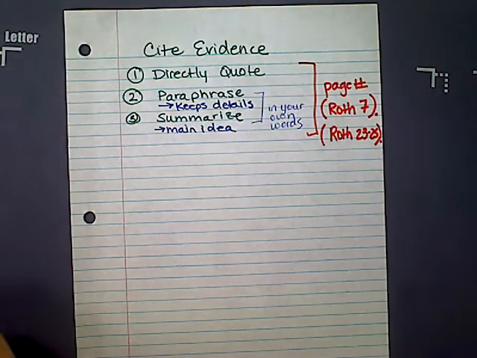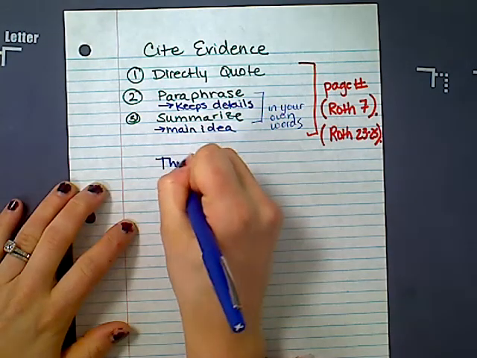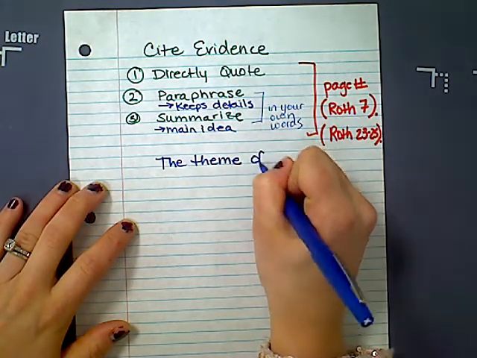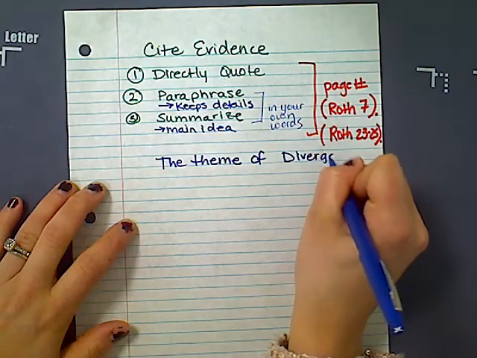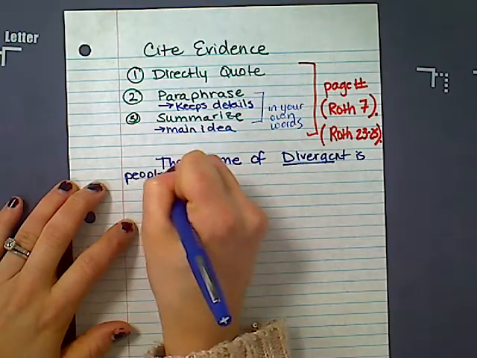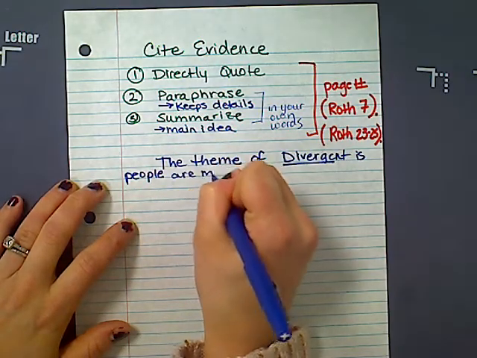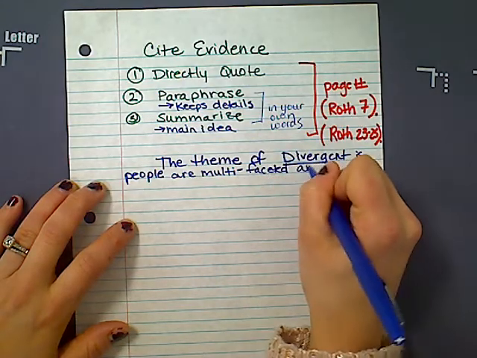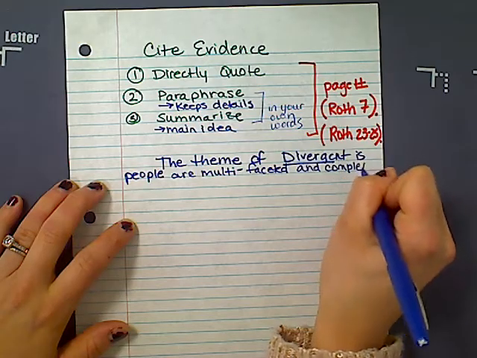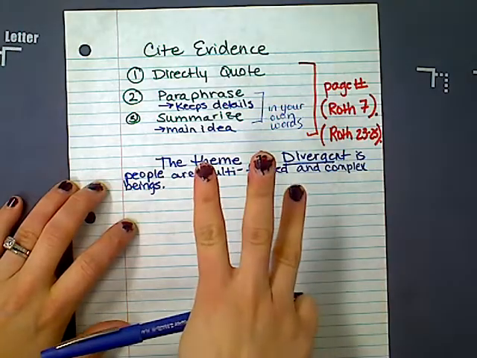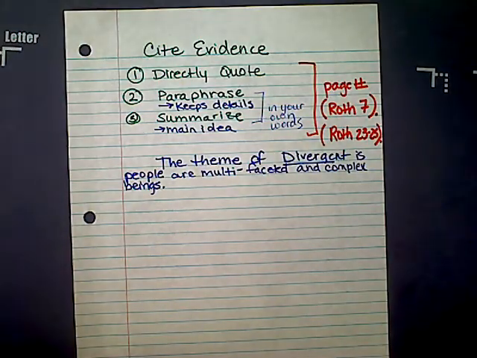So, of course, when citing evidence, the first thing you need to do is figure out what you're proving. And that should come from your thesis. So I'm going to imagine that I'm pulling the first point of a thesis, which is going to be the theme of Divergent is people are multifaceted and complex beings. So this is the topic sentence of my body paragraph. And so now I need to find 3 pieces of evidence to prove this topic sentence.